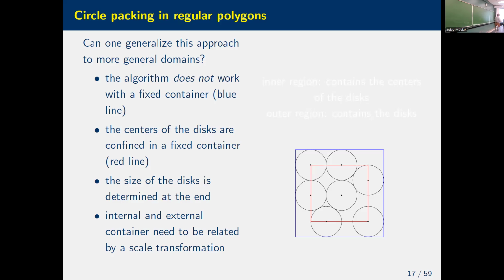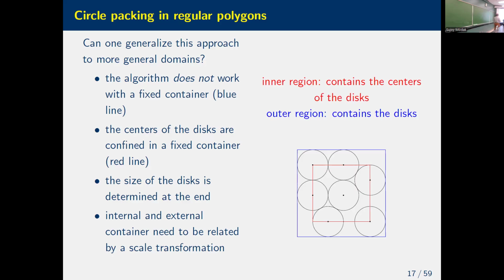So the size of the disk is not determined a priori. It's determined when you calculate the minimal distance between any 2 points. Then you know what the size of the disk is. And in order for the algorithm to work, you have to have a fundamental property: the blue and the red containers have to be related by a scale transformation. If they are not, you cannot work with this algorithm.